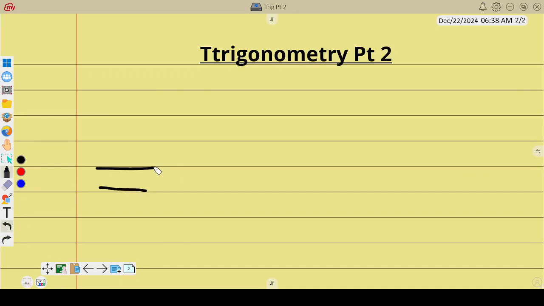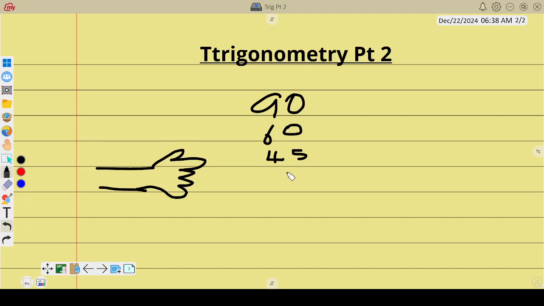We followed the hand rule. So the hand has 5 fingers. These fingers should just help you to remember the 5 special angles. So I have 90, 60, half of 90 is 45, and half of 60 is 30, and the last one is 0. So when you sin, you go down.